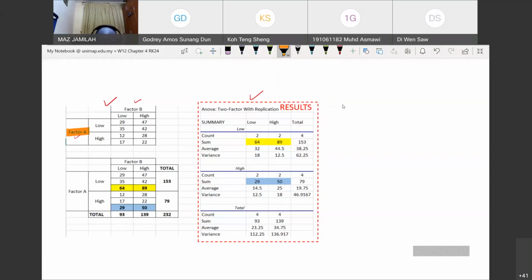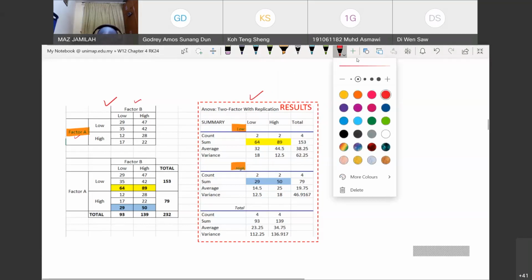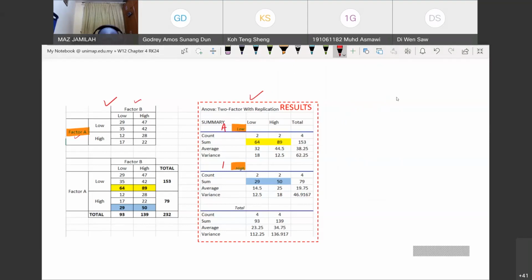This is what we call factor A: A low, A high. Then you will have your factor B, which will also be low and high. So this refers to the interaction of low-low, low-high, high-low, and high-high.